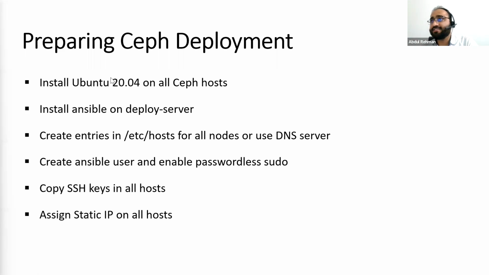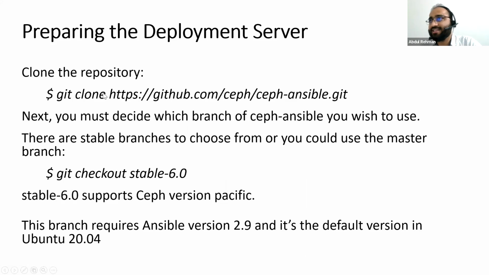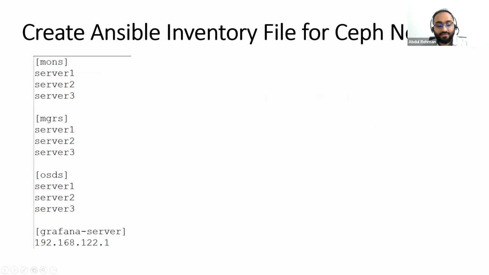Okay, so once these steps are done, the next thing is we need to clone the repo from this link, git clone https://github.com/ceph/ceph-ansible.git, and this is the, you can say, master branch which contains all these different Ceph versions. So I have deployed this Ceph version called Pacific and using the stable 6.0, and this actually requires Ansible 2.9, which by default comes with Ubuntu 20. So this is what I did, and next we will see.